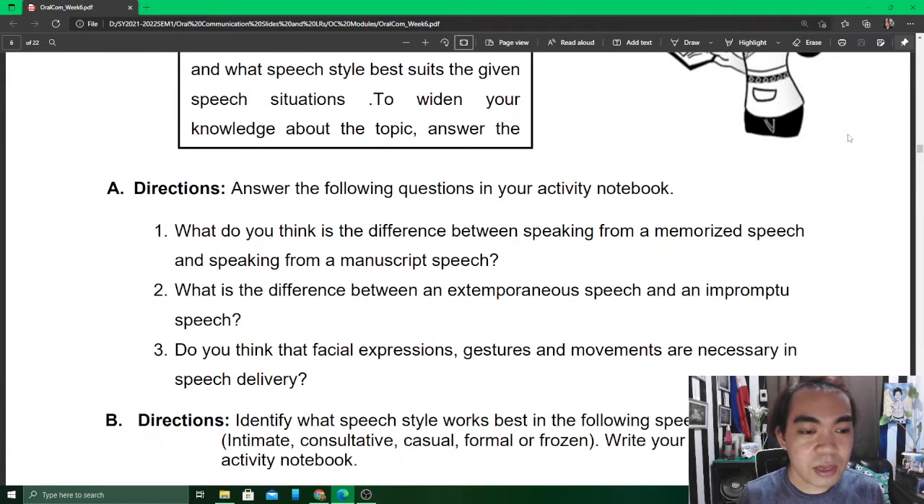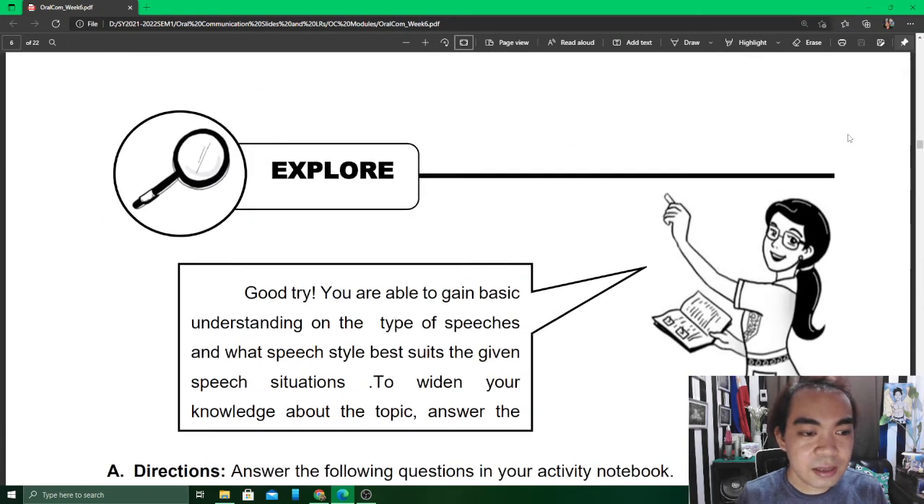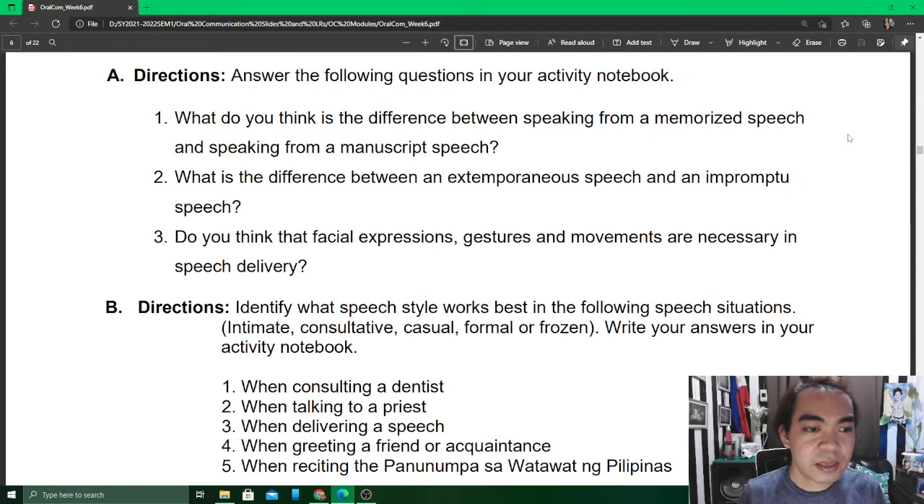So here we are taught in explore a part, answer the following questions that we have here in your activity notebook. Pero I think I did not include this already in the answer sheet. Whichever activity is part of the answer sheet, you just complete that, compile that for submission. So here we have question. What do you think is the difference between speaking from a memorized speech and speaking from a manuscript speech? Okay? May memorized speech nga ginatawag, kag may manuscript speech nga ginatawag. We will know what the difference between the two are later.